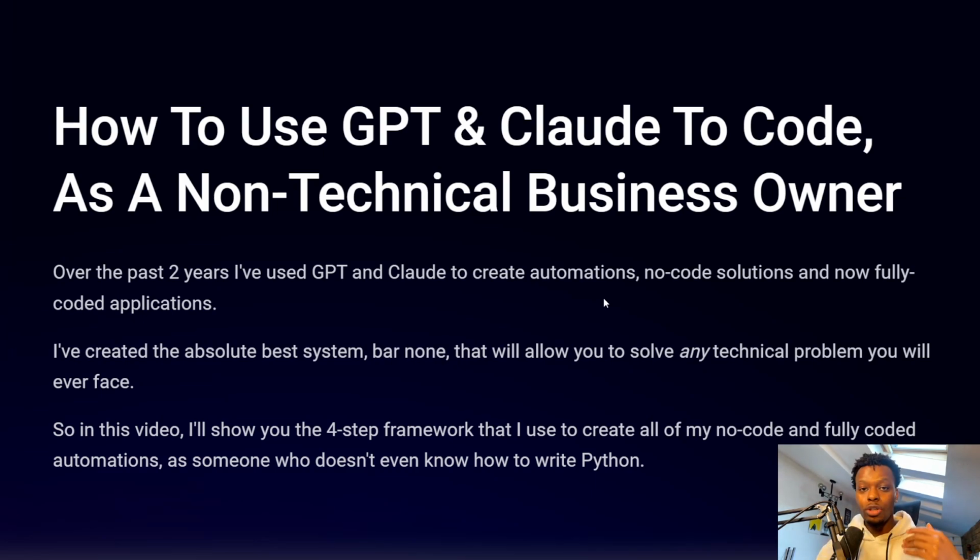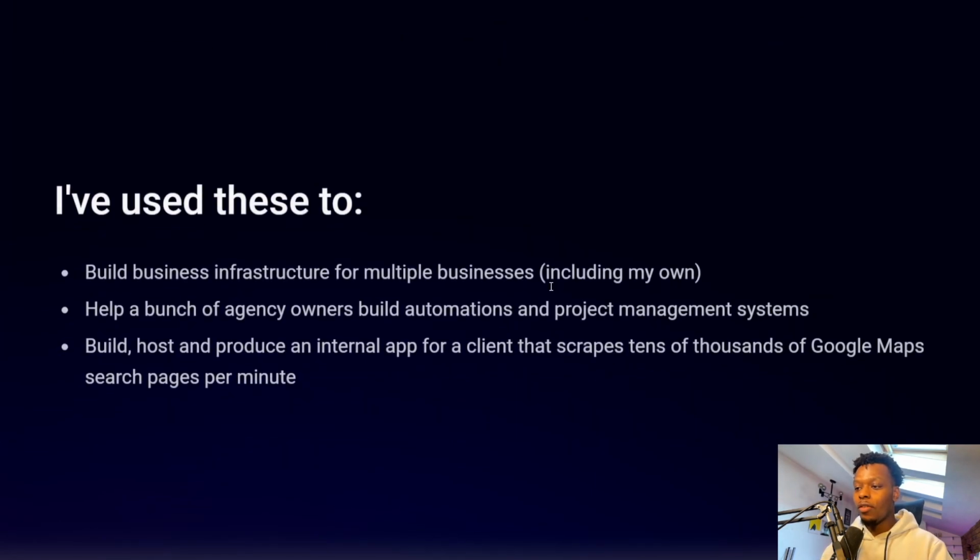And I'm basically going to show you how to get around code-based problems without knowing how to code or even really being able to read it in the first place. So what I'm going to cover is the same stuff that I've used to build business infrastructure for multiple businesses, including my own and my previous lead generation agencies, coaching programs, and even SaaS companies. What I've used to help a bunch of agency owners build automations, project management systems, and a lot of the infrastructure that they would need in order to create a system, create a team, and then scale their team once they know that they can get good lead flow and good sales flow.